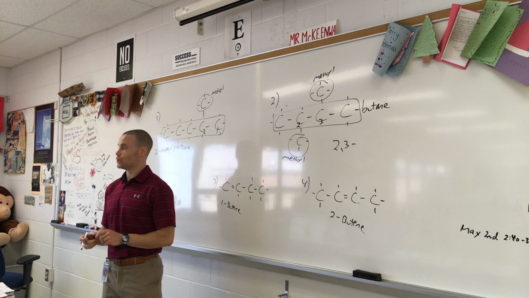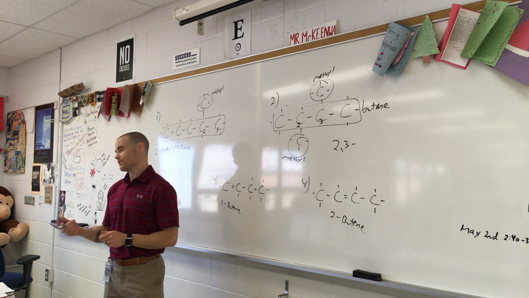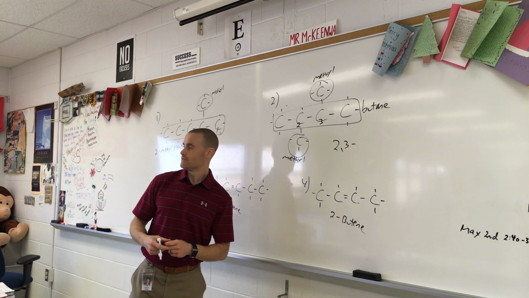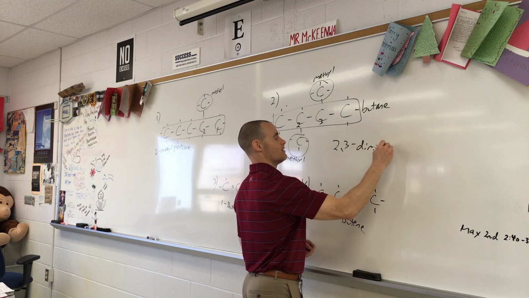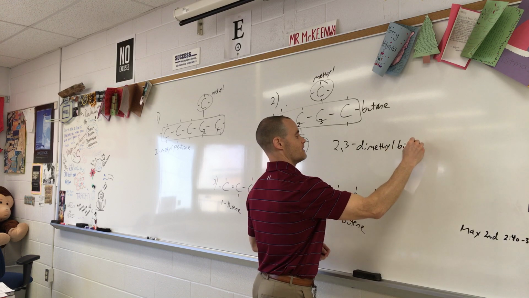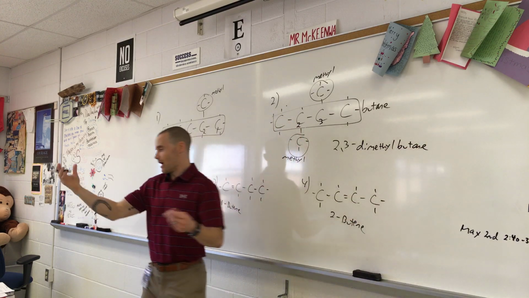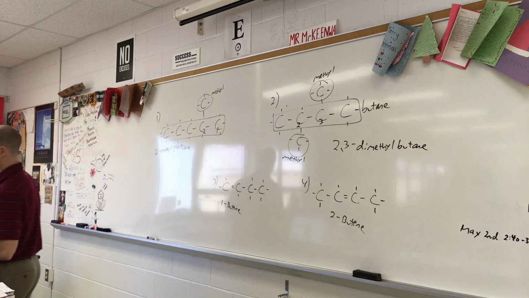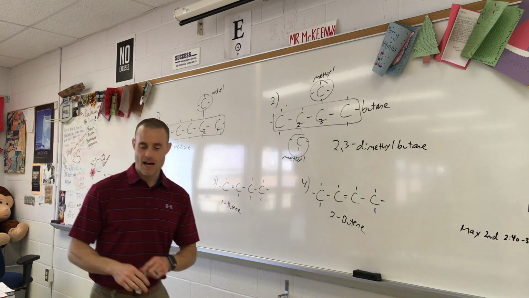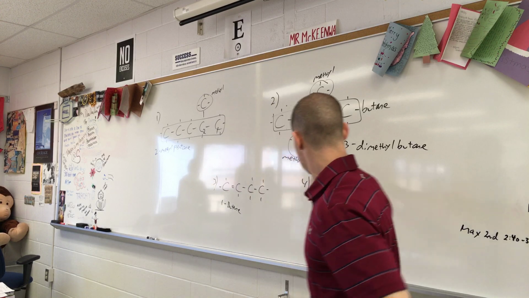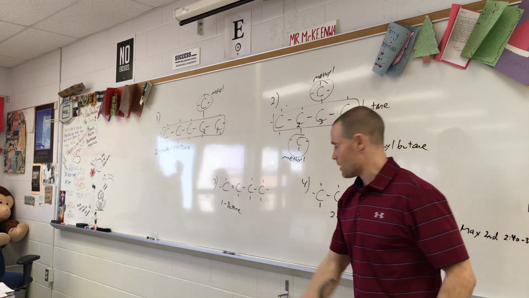What's a prefix for 2? Close. The other one. Di. 2, 3, dimethyl butane. Write that down. Or you don't have to because you're going to write it in your notes, so you can actually clear those off. You can put those back. Take out your notes. We're going to copy these down. I'm going to explain that one again because I know that's probably confusing. And then we're going to do some more.